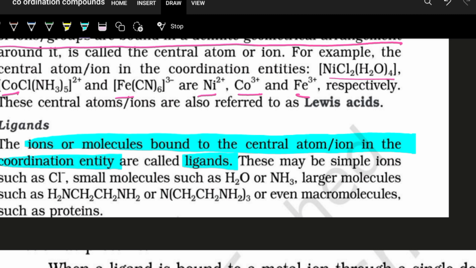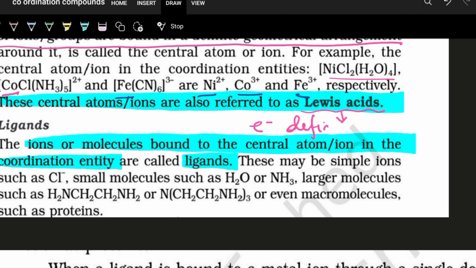Now here, these central atoms or ions are also referred to as Lewis acids. Why are they referred to as Lewis acids? Because they are electron deficient. That's why they are also referred to as Lewis acids, which are lone pair acceptors, and this lone pair is donated by the ligands. Now these ligands like Cl minus is an anionic ligand, H2O and NH3 are neutral ligands. There are larger ligands also. Here ethylene diamine, this is also abbreviated as en.